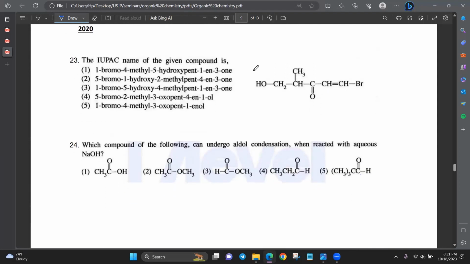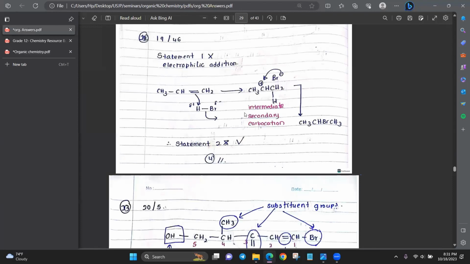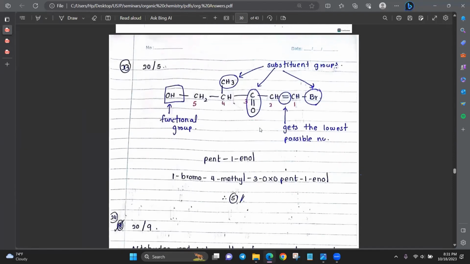2020, the IUPAC name of the given compound. IUPAC name, now you all know to write. First, identify the functional group. What is a functional group according to the priority order? OH. That means it is ending with -ol.